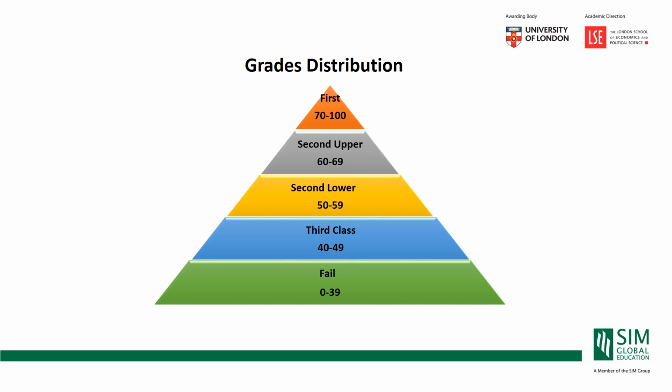Depending on the nature of the paper, some papers are tougher and some others are not as tough. In general, qualitative papers that require students to write essays will have higher passing rates. However, qualitative papers typically come with a very small number of students scoring first class grades, and most students will be either second lower or third class.